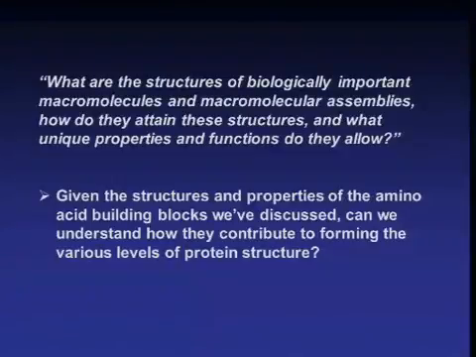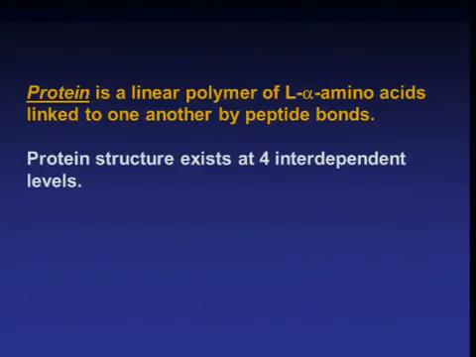All right, so if you remember back, I guess it was the first lecture, we were talking about the structures of biologically important macromolecules and assemblies. How do they attain these structures, and what unique properties and functions do they allow? So we just looked at the amino acids, their basic structure and their side chains, these building blocks of proteins. We now want to understand, as they come together, what is it about the structure of the amino acids that contributes to the various levels of protein structure, and how are they being stabilized?